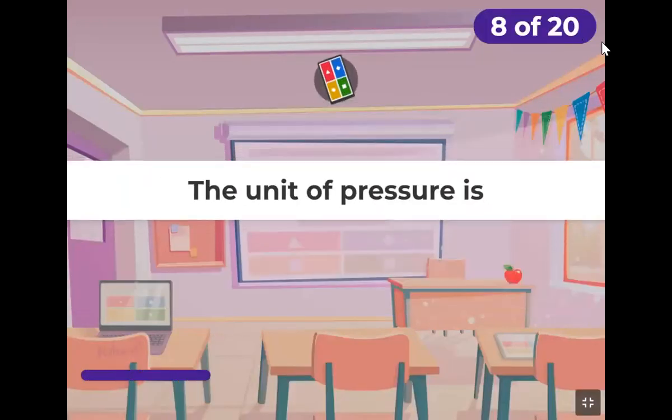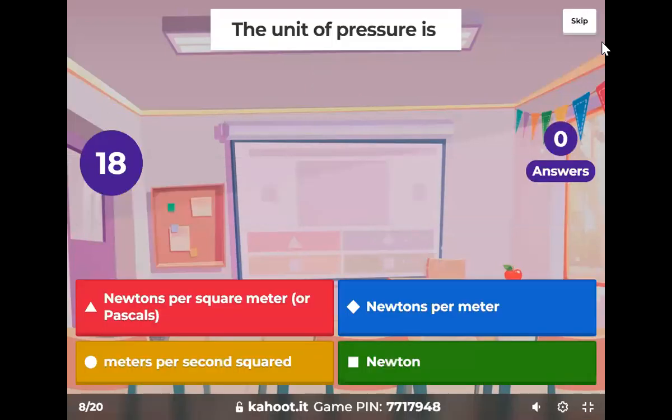There's also atmospheres. You can quantify pressure in atmospheres. The unit for pressure.